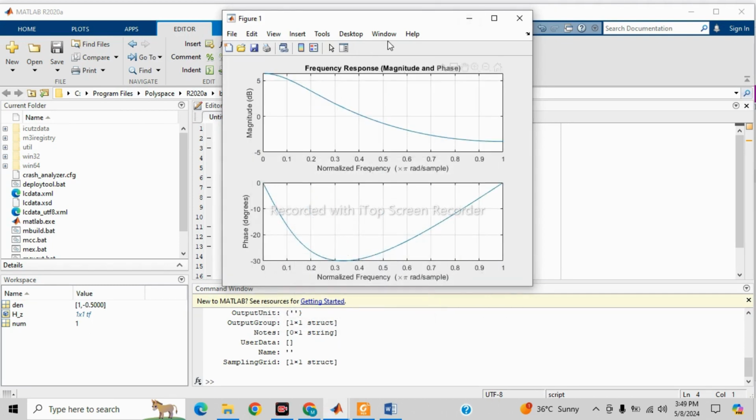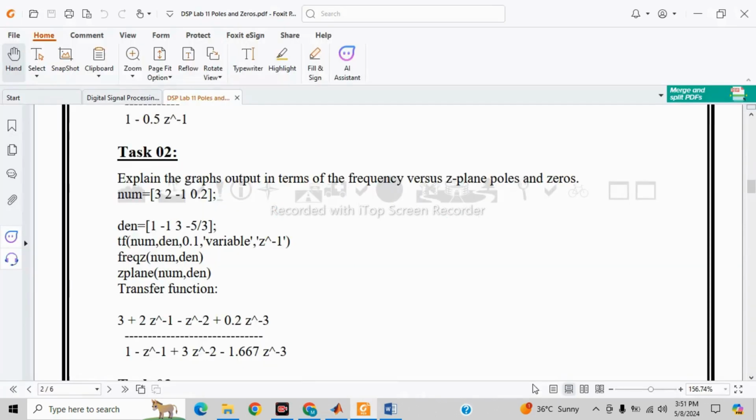Here is the frequency response, that is the magnitude response, and here is the phase response in degrees, and this is in dB, decibels. Next is task number 2. Explain the graph's output in terms of the frequency versus Z-plane, poles and zeros. Here is the code I have to implement in MATLAB.